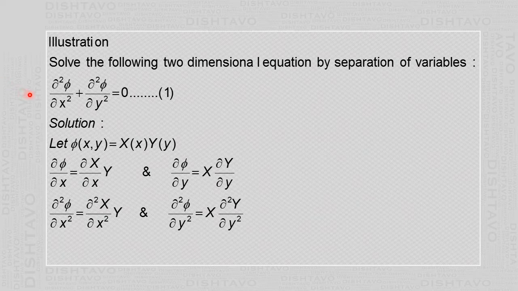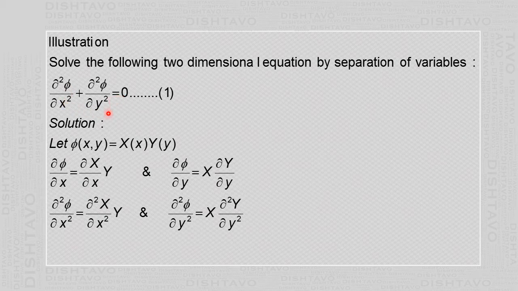So the equation which is given is ∂²φ/∂x² plus ∂²φ/∂y² equal to 0. In electrostatics, we come across this type of equation, which is called Laplace's equation in two-dimensional rectangular coordinates. Now let us see how to solve this. Here φ is a function of x and y, so the partial derivatives with respect to x and y are there.